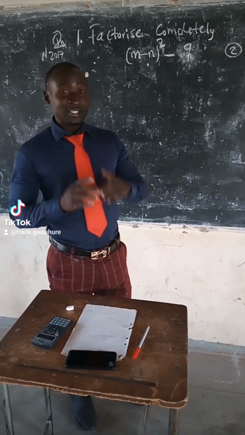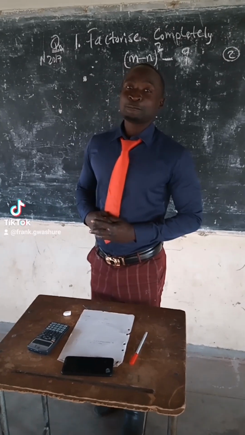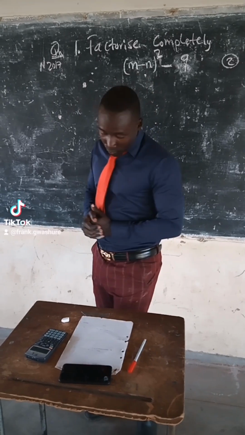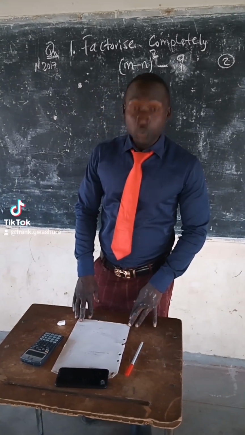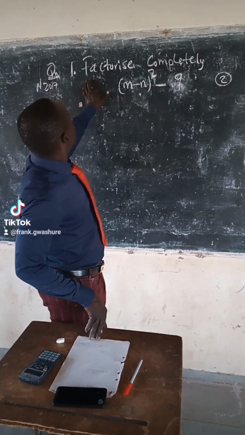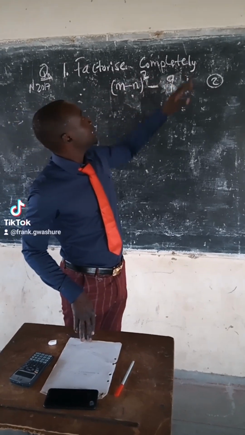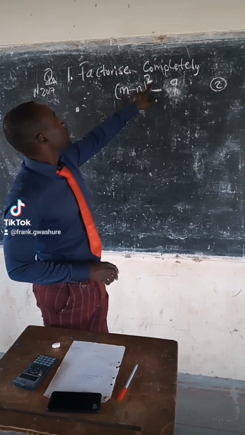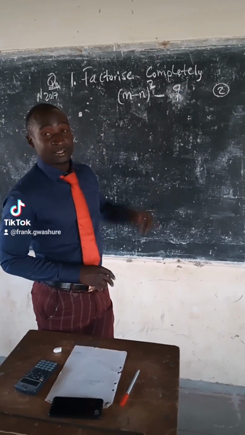Today, I want to answer a question from 2017. Remember 2017? Question number one, item two. The question says: factorize completely m minus n squared minus 9.